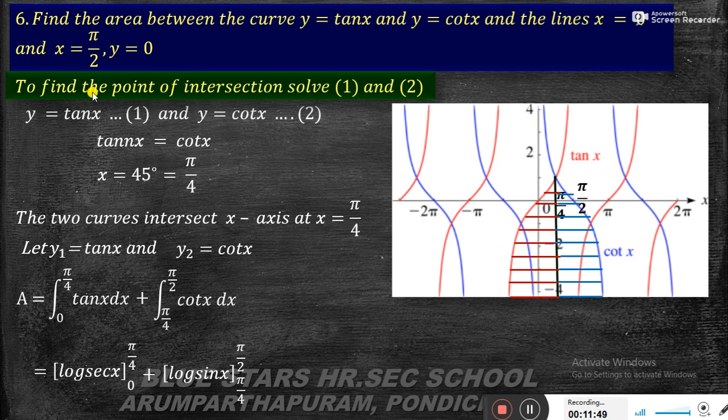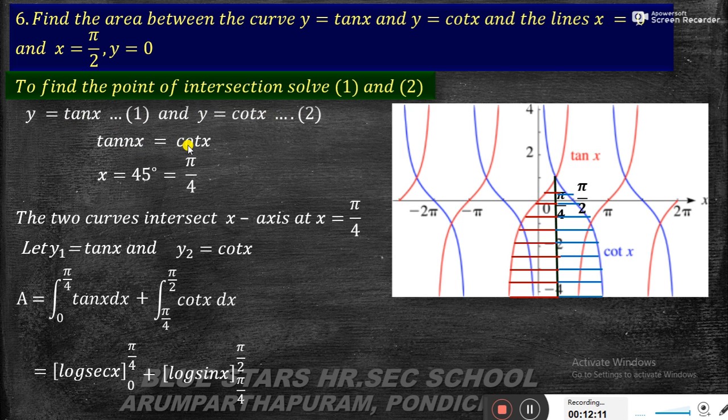First I write the point of intersection for these two curves. The heading is: to find the point of intersection, solve 1 and 2. So I write y equal to tan x, this is equation number 1, y equal to cot x, this is equation number 2. So tan x equal to cot x. Now you see that this is the tan x, this is the cot x.